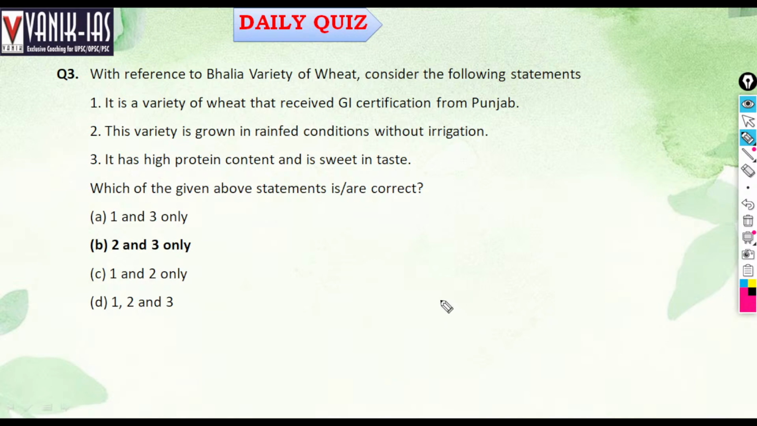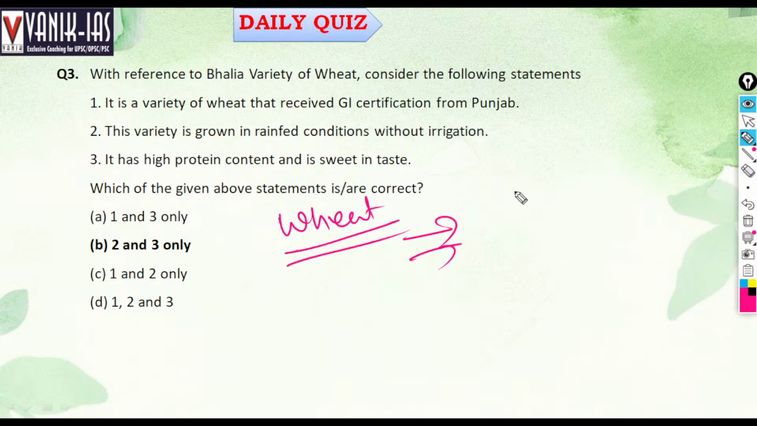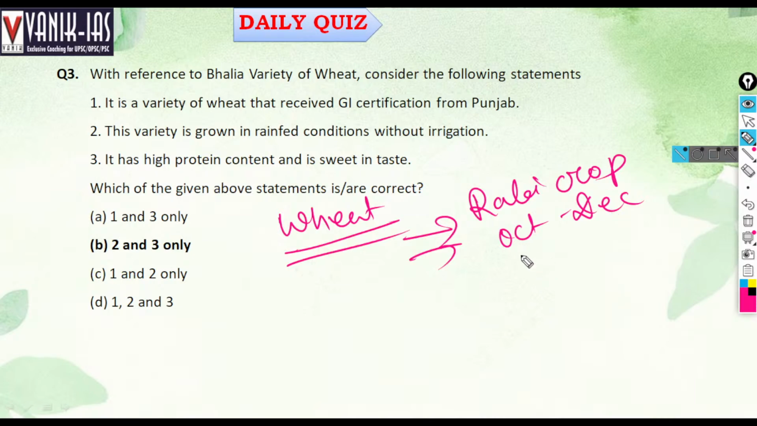Next, what is wheat? Okay, wheat. Let's read some facts about wheat. Wheat is a rabi crop. In which time is it grown? Especially in October to December. It is a rabi crop, grown October to December and harvested during April to June. After that, rice is cultivated there.